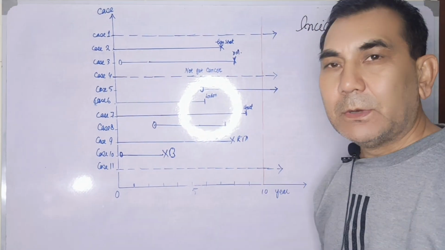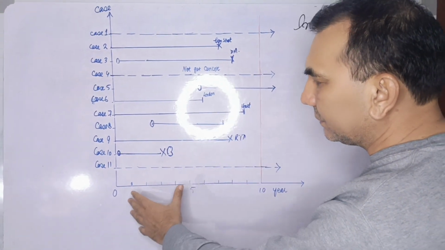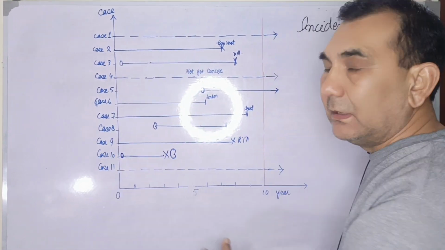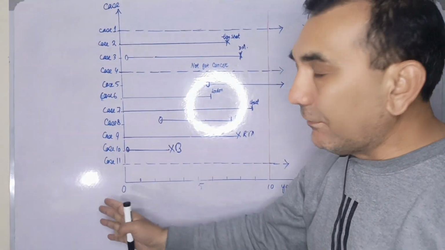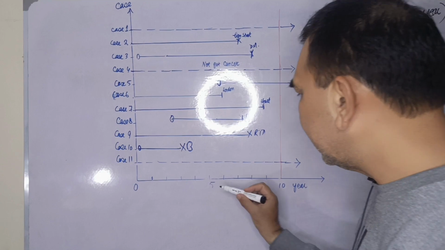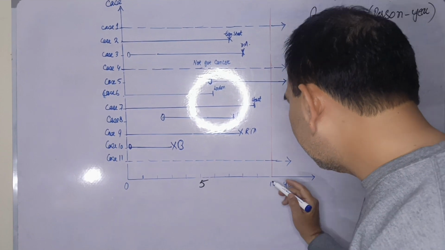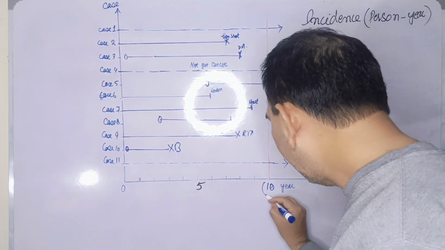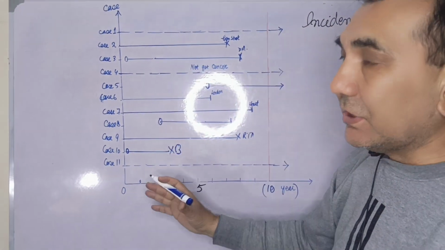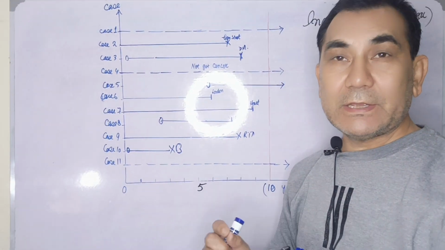Let's take an example over here. A study has been followed. The time frame of this study is one in which we follow up 11 cases, and the time period for which we have to follow up each case is 10 years. Okay, this is 10 years, from 1 to 10. For the 10 years we will follow each of the 11 cases.